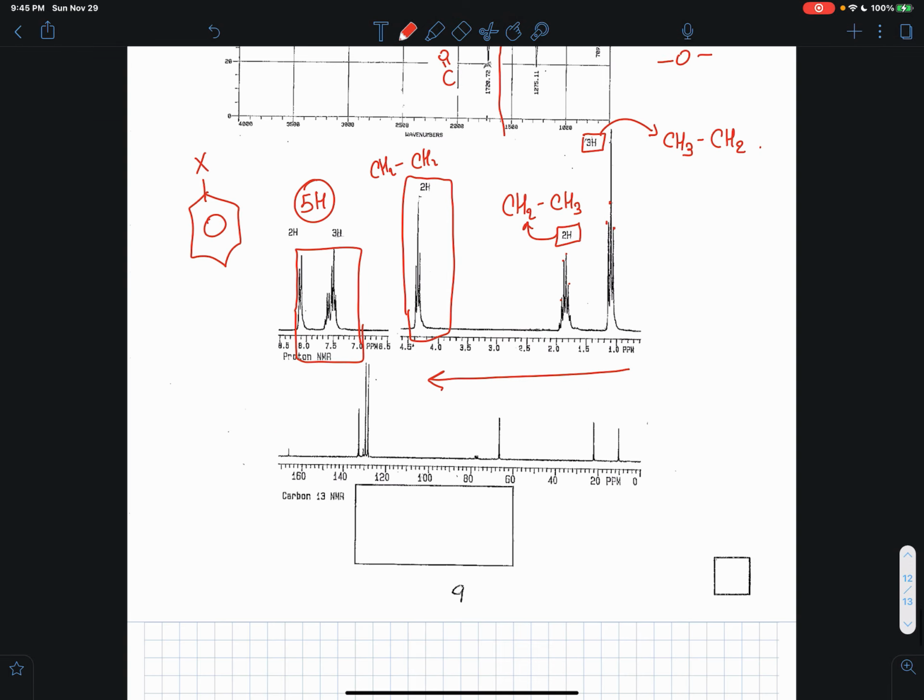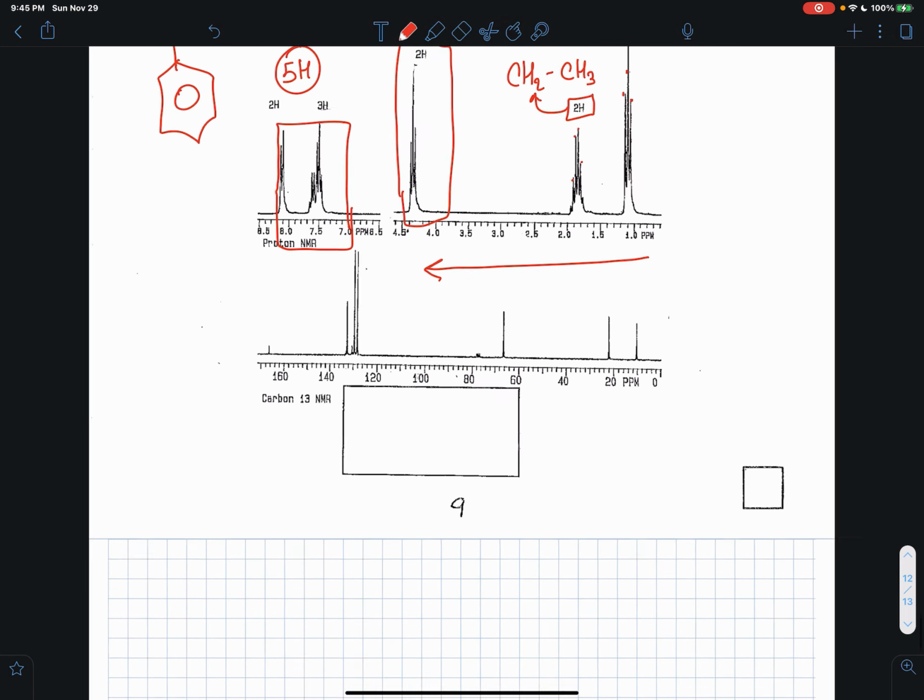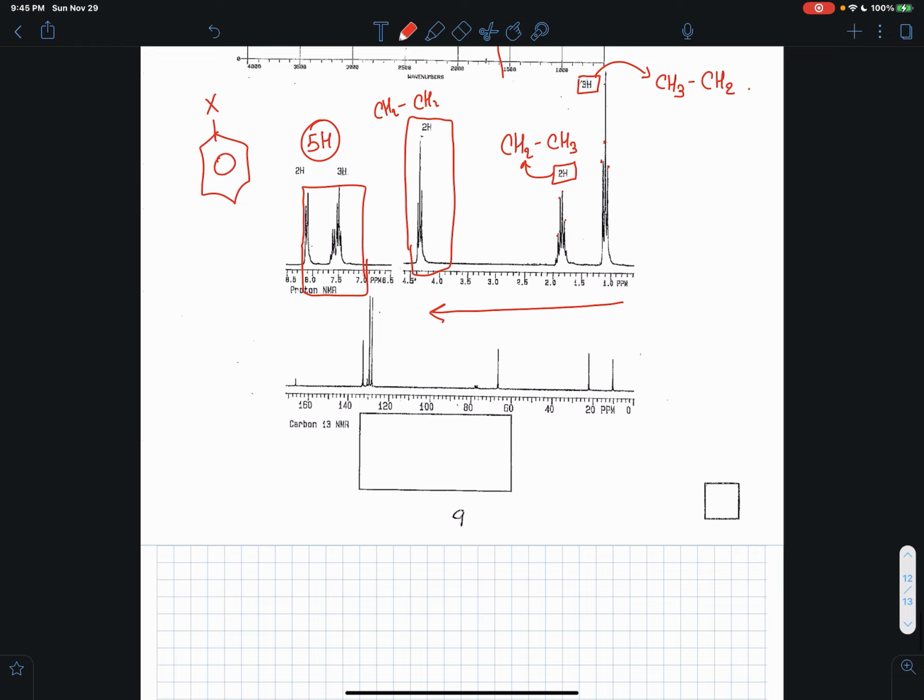Now, how I like doing this is I like always starting by just guessing something and then going from there, right? So let's draw the benzene ring. I know I have a C double bond O, right?